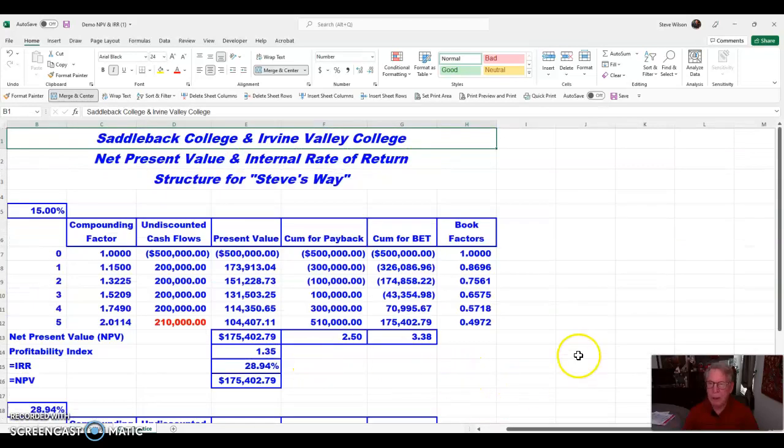And that, I think, does it for this particular file. You can take a look at that, calculate your numbers accordingly using Steve's way.